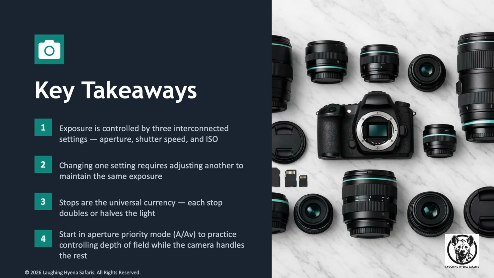And finally, my practical advice for getting started: switch your camera to aperture priority mode. It's usually marked A or AV on the dial. In this mode, you choose the aperture and the camera figures out the rest. It's the perfect training wheels because you get to control depth of field while the camera handles the math. Practice with that for a few weeks and then start experimenting with full manual mode.